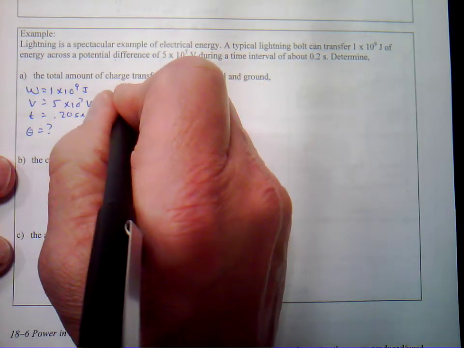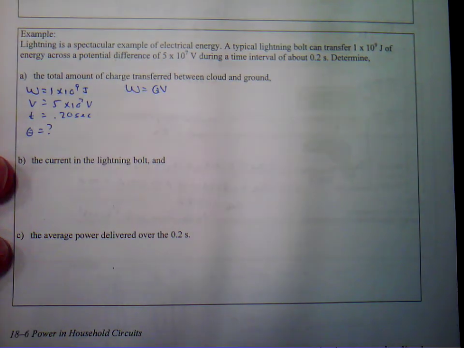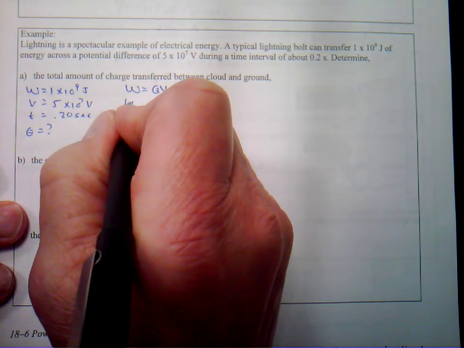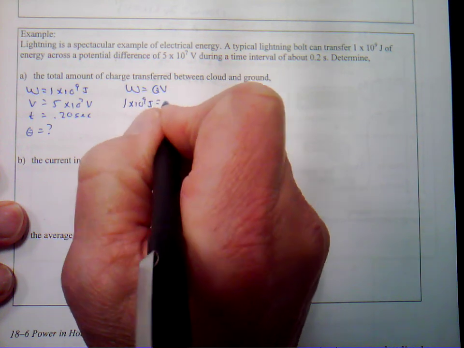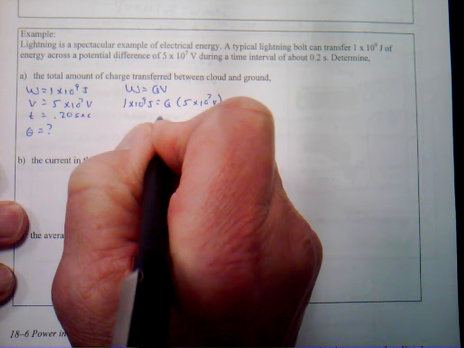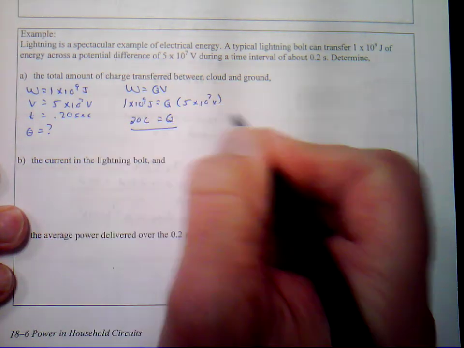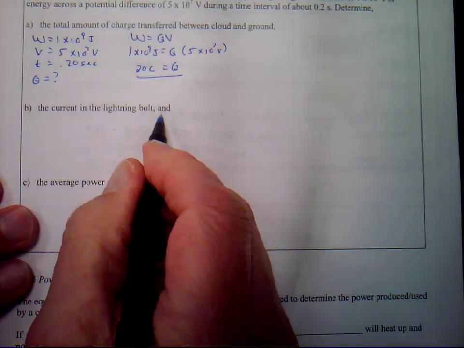Well, we know that work is equal to QV for charge moving through potential difference. We used that in the derivation in the previous problem. So the amount of energy that we have, or work, is 1 times 10 to the 9th joules equals Q times the voltage, 5 times 10 to the 7th volts. We get that amount of charge to be 20 coulombs.